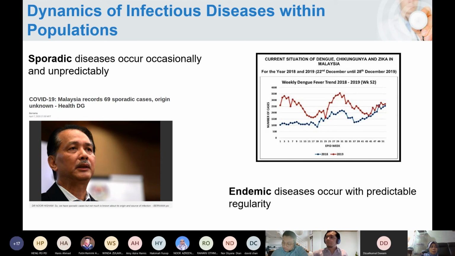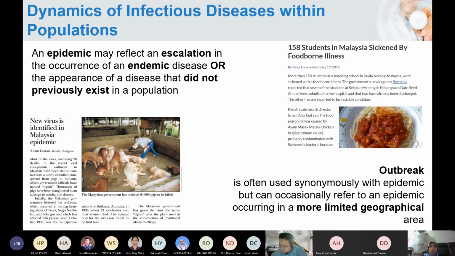This is what we heard masa awal-awal ni, siapa tak ingat ni? April, awal-awal dulu. Awal-awal sporadic cases. What is endemic? Endemic disease occur in predicted regulated. Dengue is endemic. Typhoid is endemic, cholera is endemic in some part of the country, so endemic. So ingat terminology ni semua use accordingly.